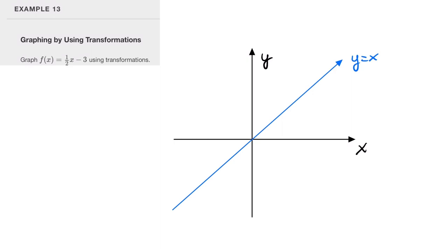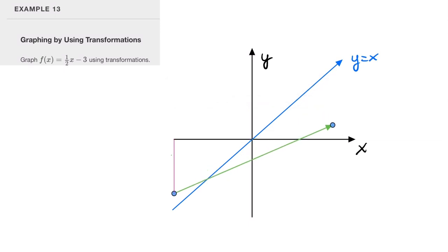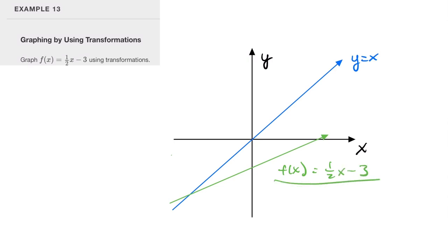So something like this. That's about right. So basically the x value stayed the same, but the y values got cut in half. Then because of that minus 3, the entire graph shifts down by 3 units. So something like this, wherever the 3 is. We just shifted it down by 3. So then this is going to be our f of x equals 1/2 x minus 3. Okay, something like that.